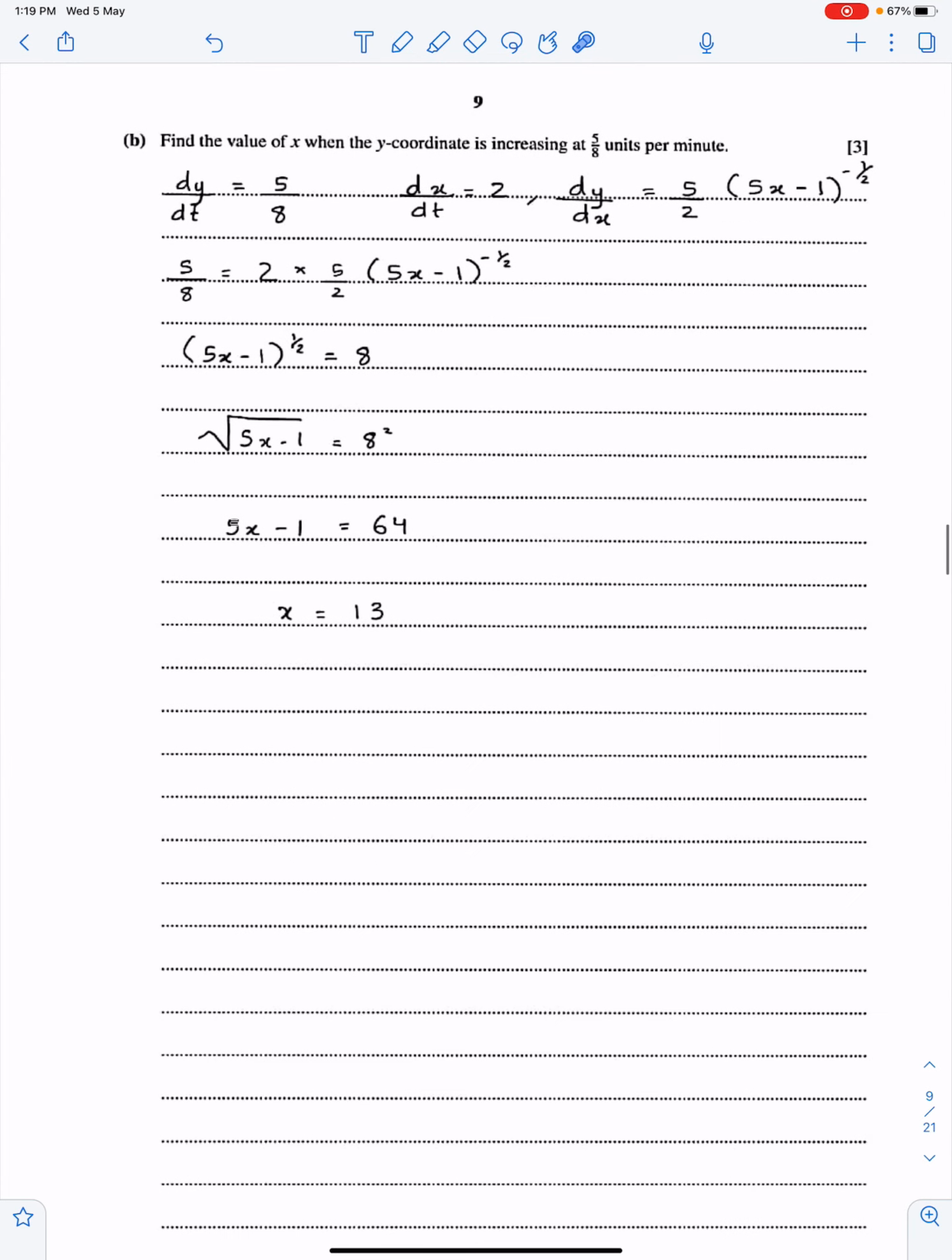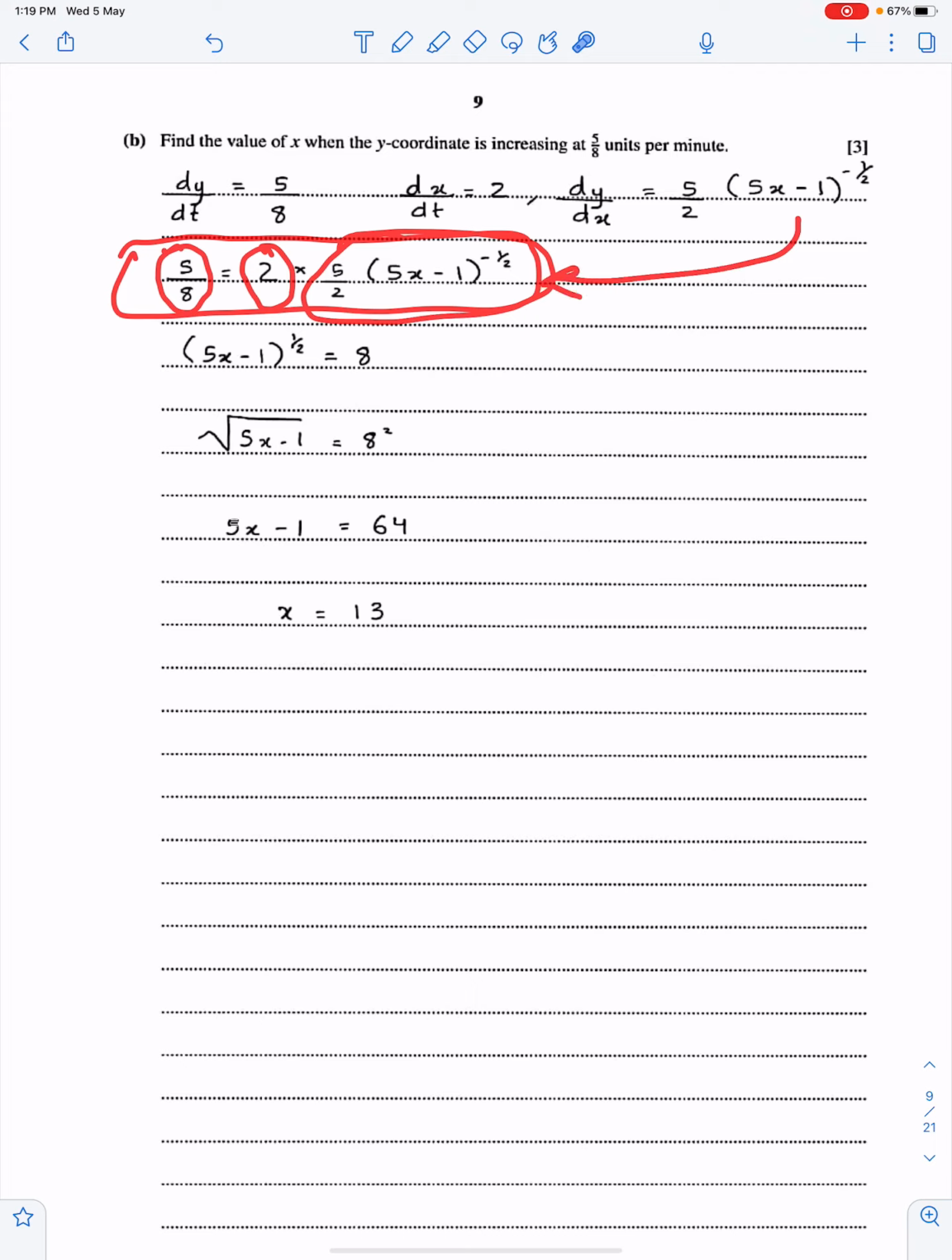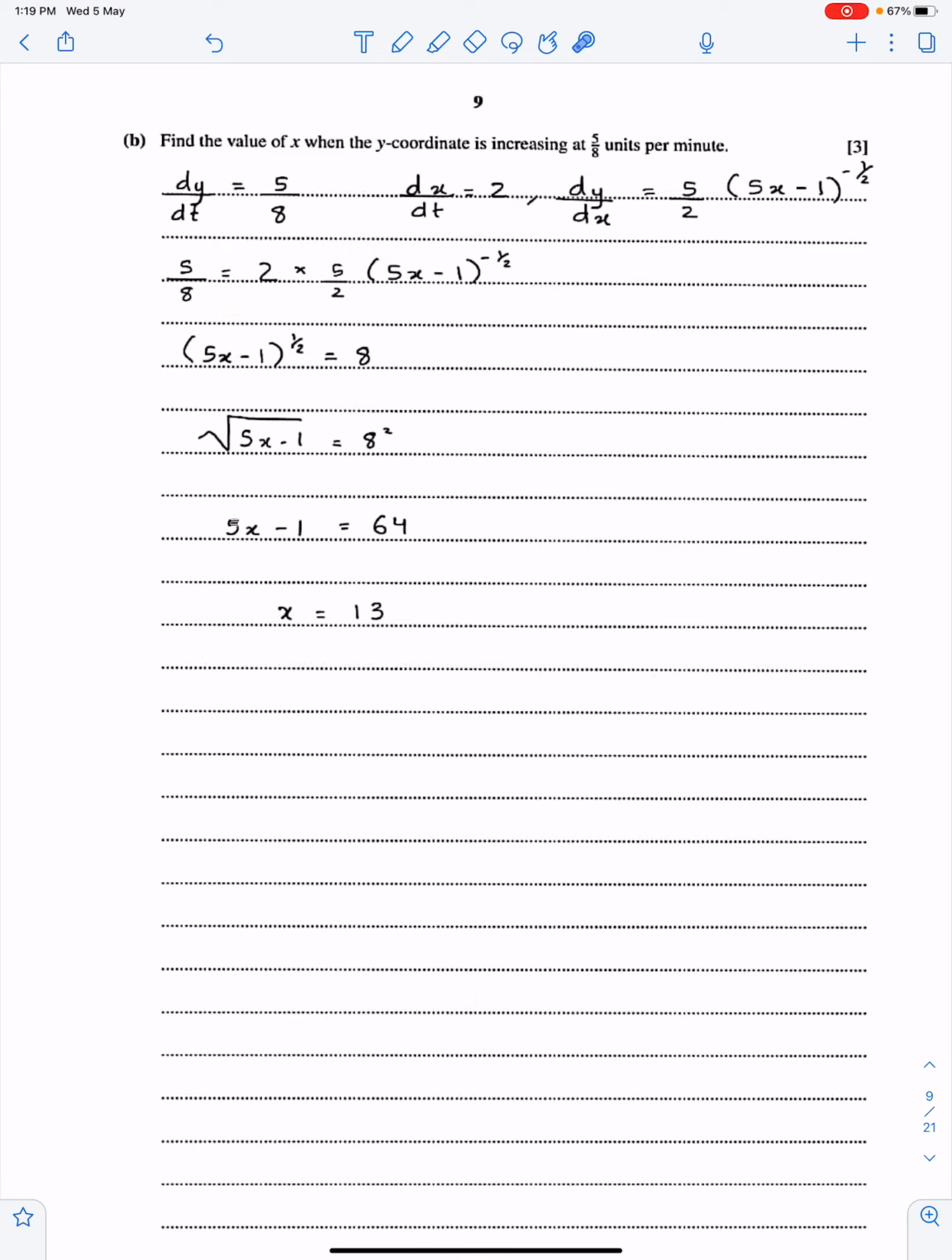The next part of this question. Find the value of x when the y coordinate is increasing at 5 upon 8 units per minute. This is simple. By using chain rule formula and this expression of gradient, we can get the x coordinate. This is the chain rule. This is dy upon dt, this is dx upon dt, and this is dy upon dx. Just need to solve this equation for x. When you solve this equation for x, you will get x equal to 13.